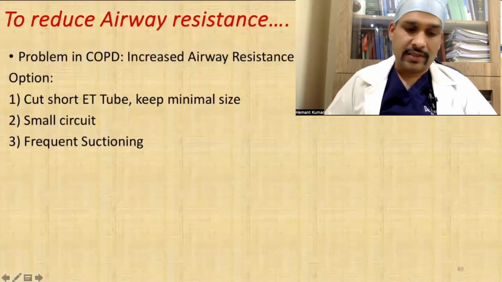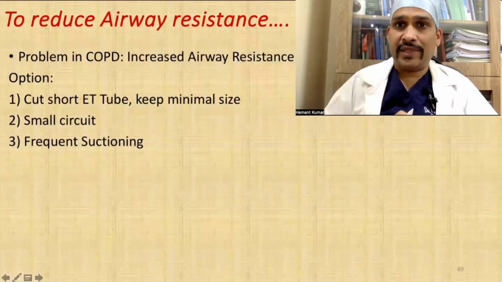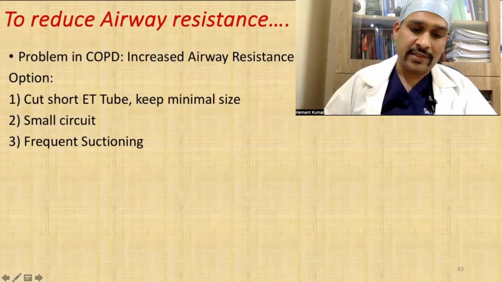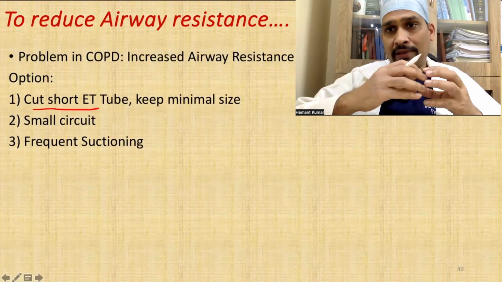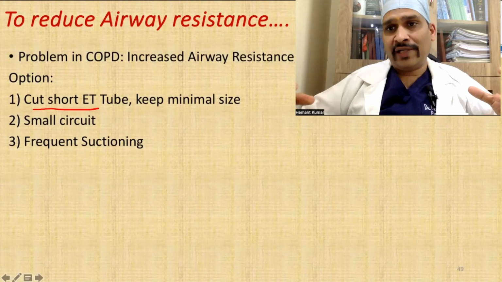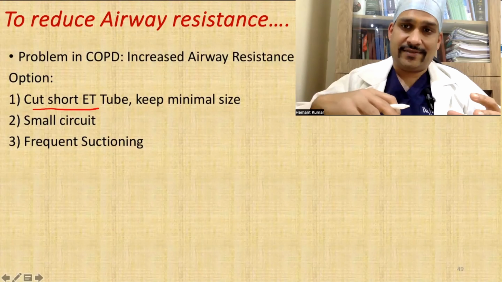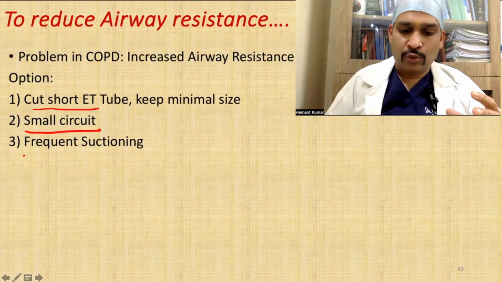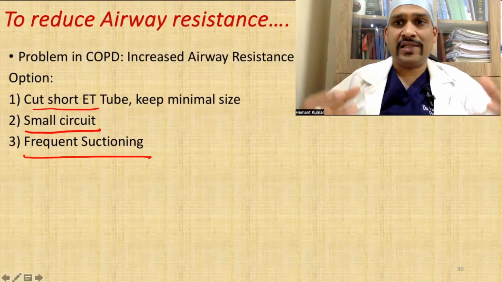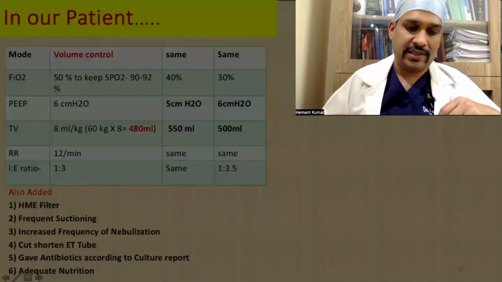Another thing is, if there is still high airway resistance, we can reduce airway resistance by cutting short the ET tube, because the length of the ET tube or ventilator circuit will increase the resistance. So we have to keep a small circuit and we have to do frequent suctioning, because secretions also increase airway resistance.